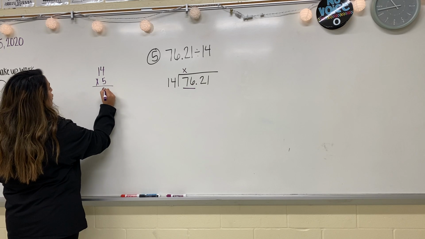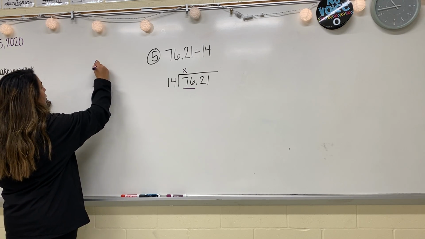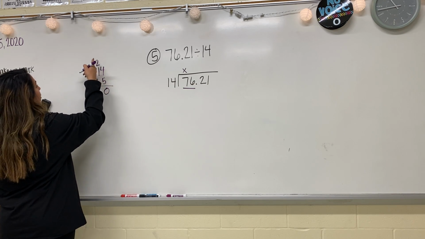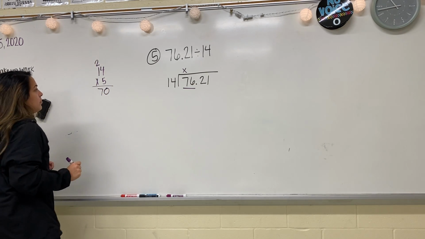So 4 times 5 is 20. I'll put my 0, carry my 2. 1 times 5 is 5. 5 plus 2 is 7. Oh, look at that.